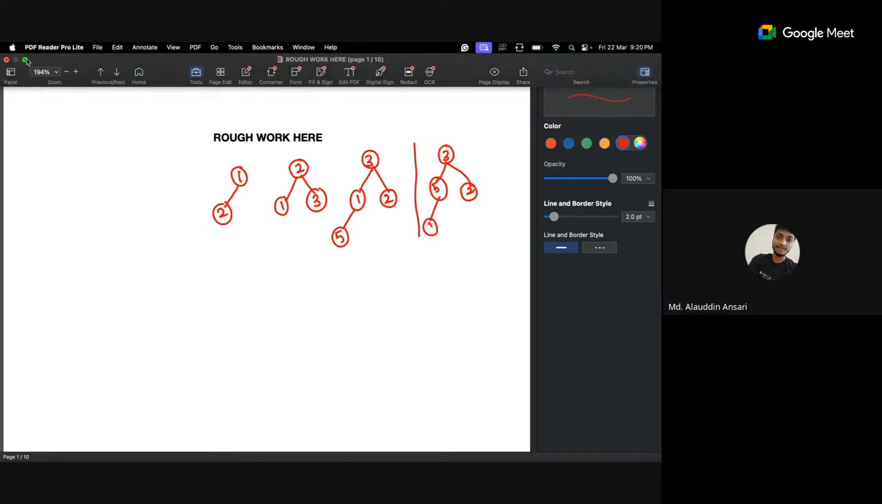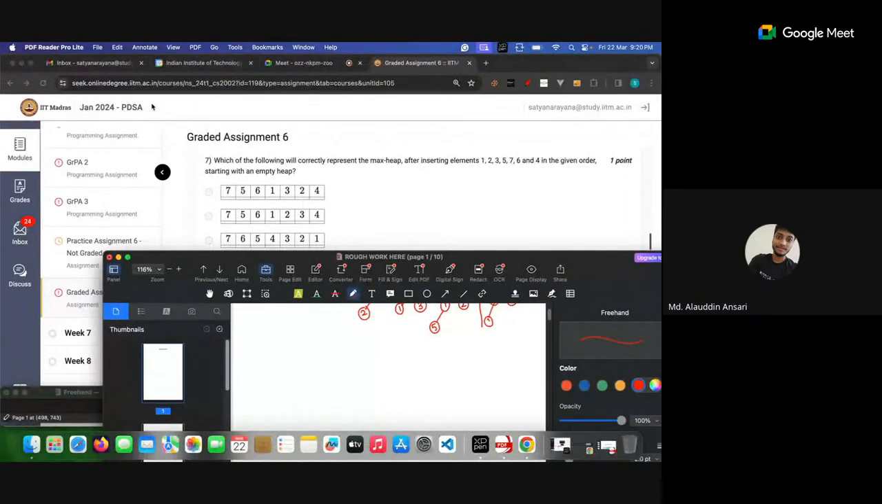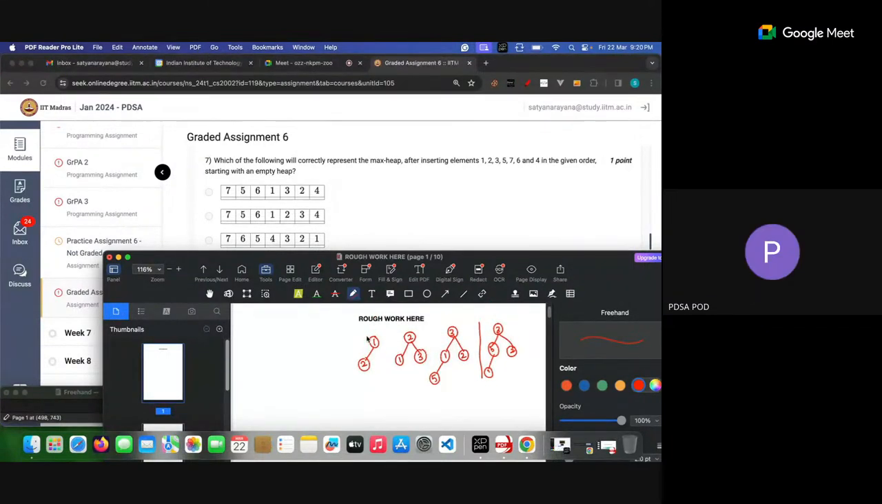No, sir, 5 is still... wait, let me check it. Yeah, so 3, it's okay. Then it is 5. Okay, one more swap is still required. With one more swap, 5 comes as the root. Then 3 is the left, 2 is the right, and then we get 1 as the left child of 3. Up to here is fine.